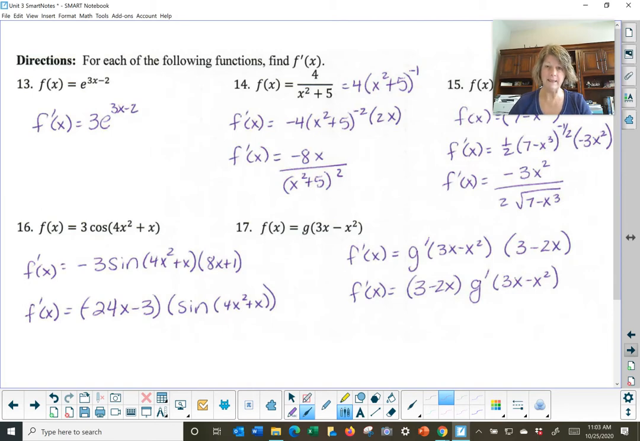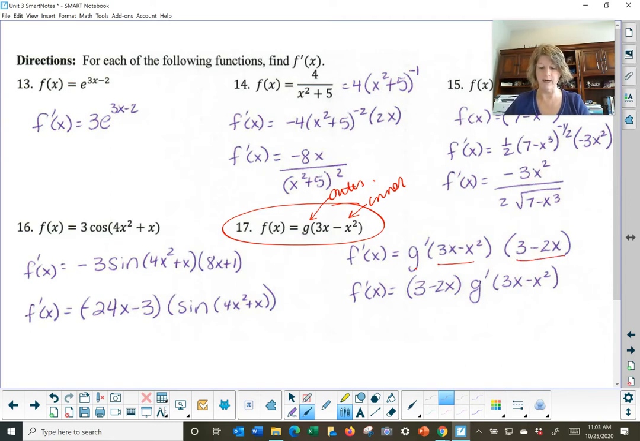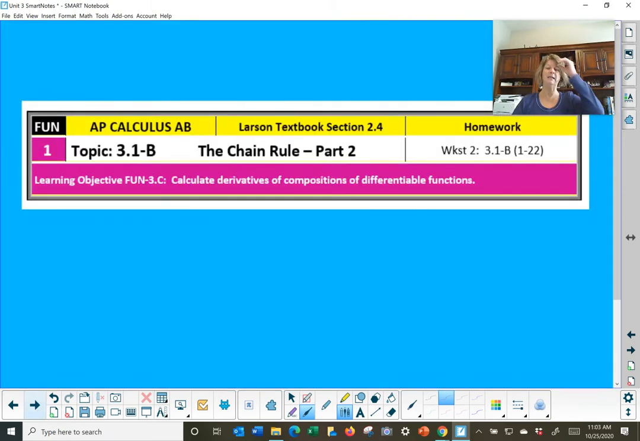Any surprises there? The one that might be a little difficult is the one that's written in function notation. It's g of some stuff. So I can see that this is my outer function, and then this is my inner function. So I take the derivative of the outer, leave the inside alone, and then take the derivative of the inside, and that's how I got my answer. Little chain rule there.